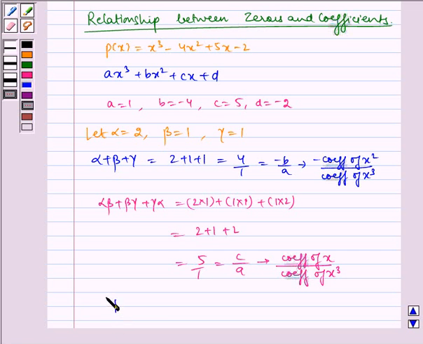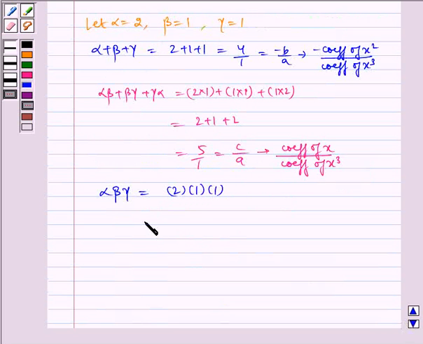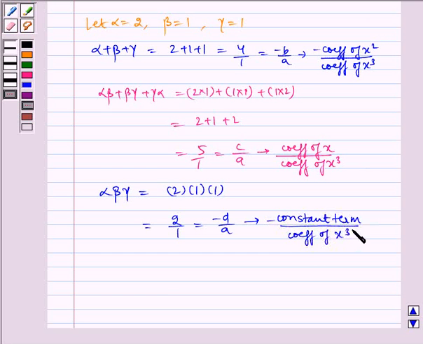Similarly, alpha beta gamma is equal to 2 into 1 into 1, which is equal to 2 by 1, which is equal to minus d by a, which is equal to minus constant term divided by coefficient of x cube. Hence verified.